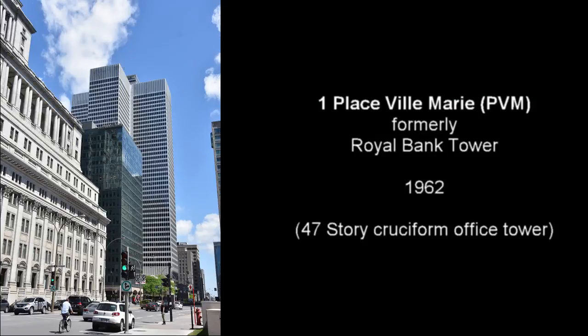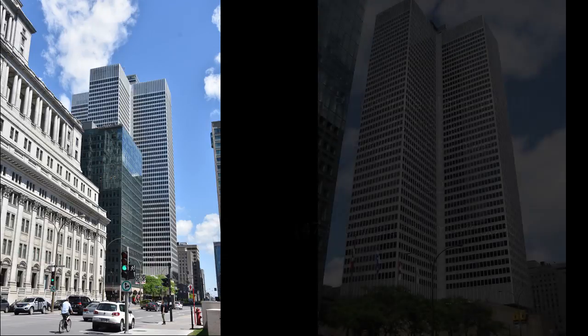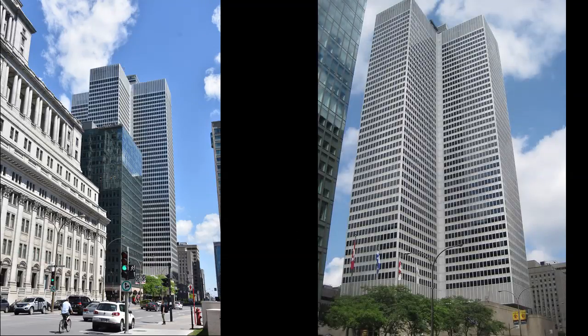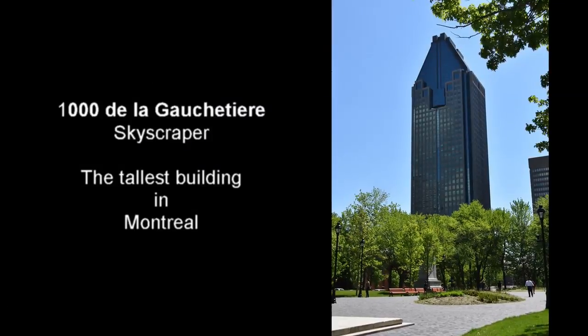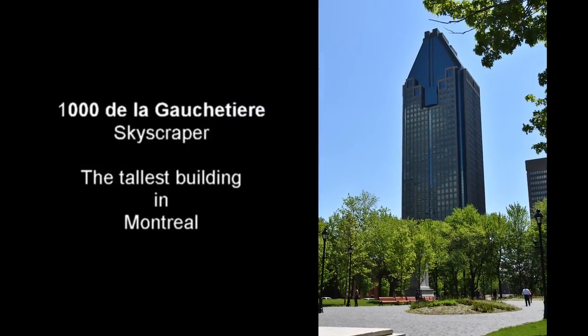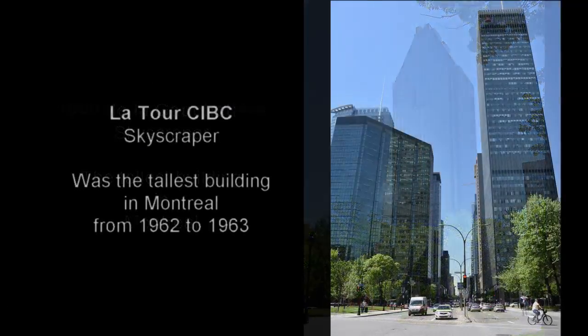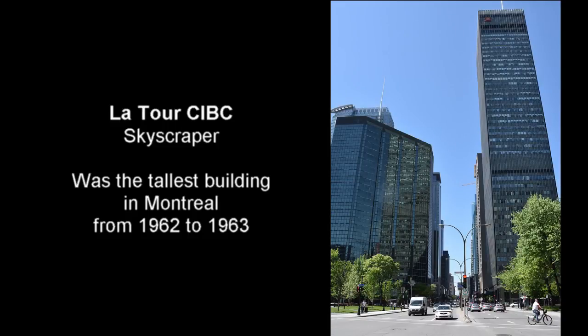One Place Ville-Marie, formerly Royal Bank Tower, is a 47-story cruciform office tower. Built in the international style in 1962 as headquarters for the Royal Bank of Canada, 1 PVM is arguably the city's most distinctive building. This skyscraper is Montreal's tallest building. La Tour CIBC was the tallest building in Montreal from 1962 to 1963.